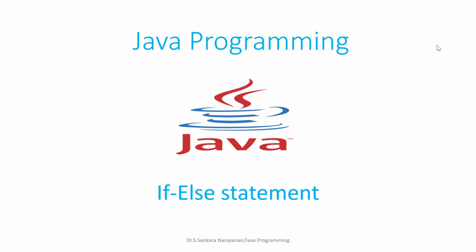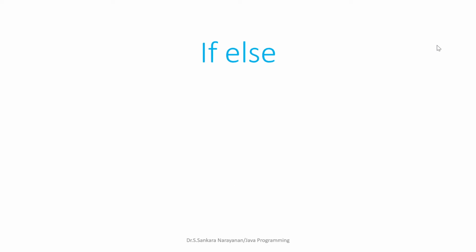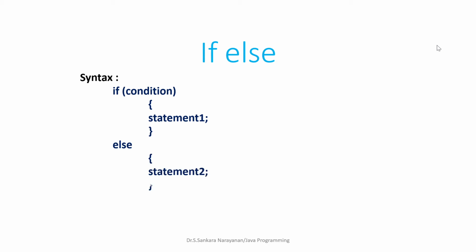Okay, in this video I am going to tell about another popular decision making statement called the if else statement. This is the syntax for the if else statement. So if is a keyword followed by a condition. Here the condition is evaluated. If the condition is true, statement 1 will be executed. If the condition is false, statement 2 will be executed.